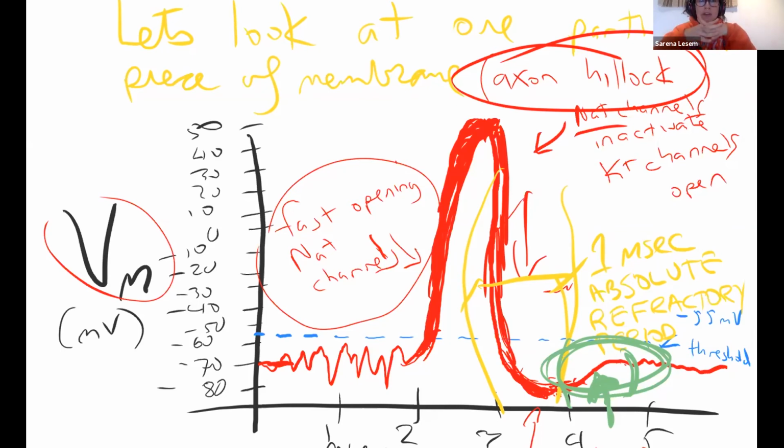For me, it'd be helpful if you went over again why, when the potassium channel is open, it goes into the hyperpolarization. I understand, I'm just trying to put the pieces together because I'm getting a little confused, because it is a positive. All right.